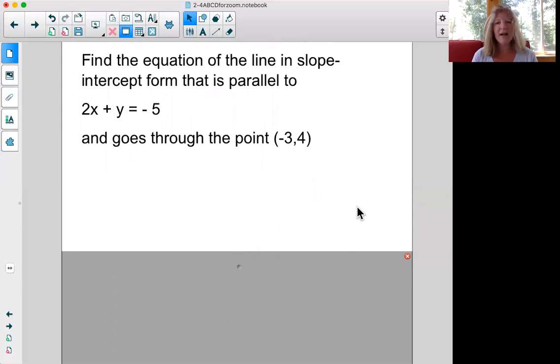So pause and practice on your own paper and then press play for the solution.